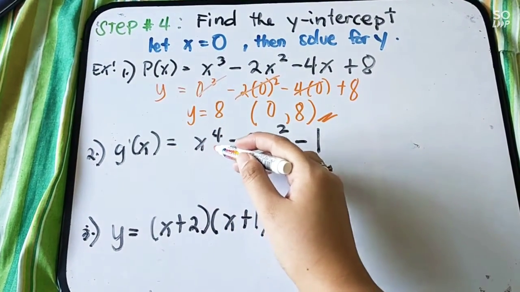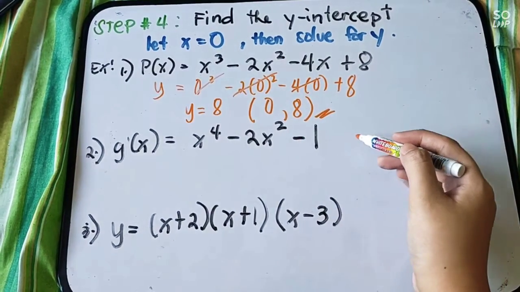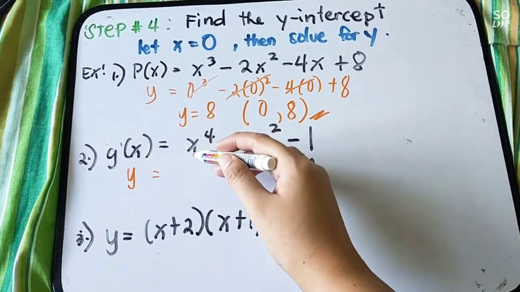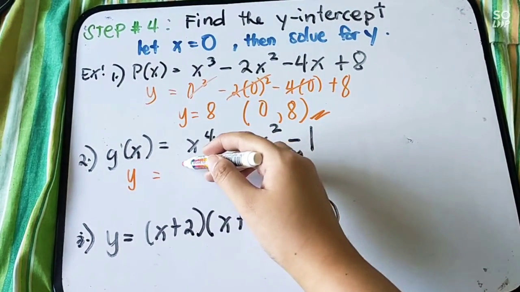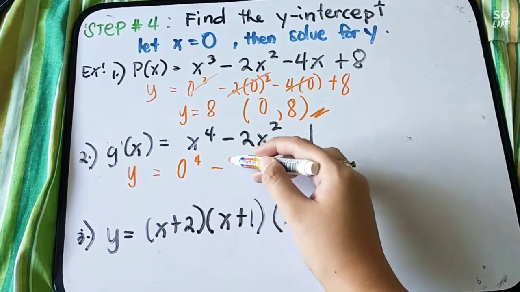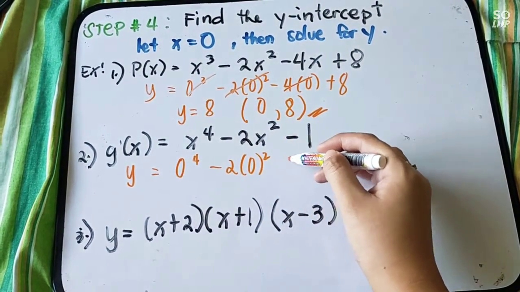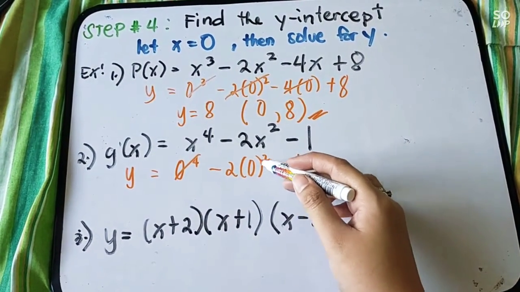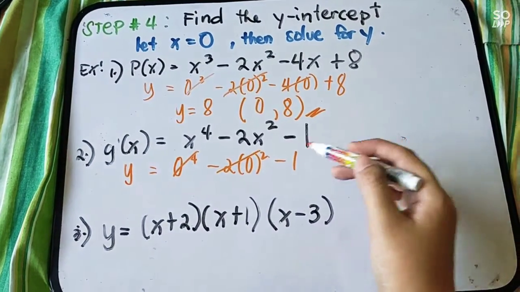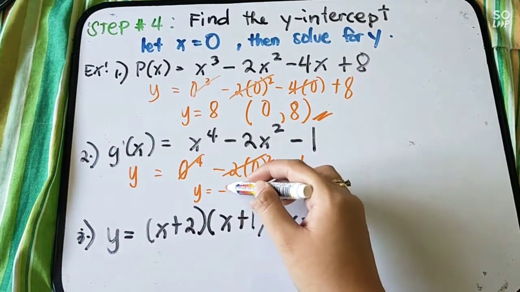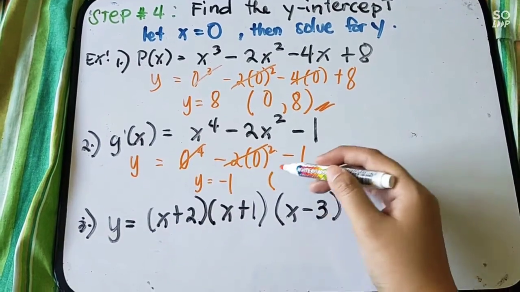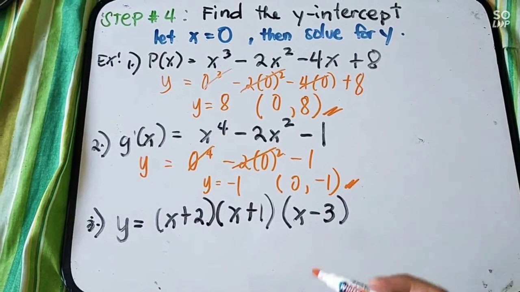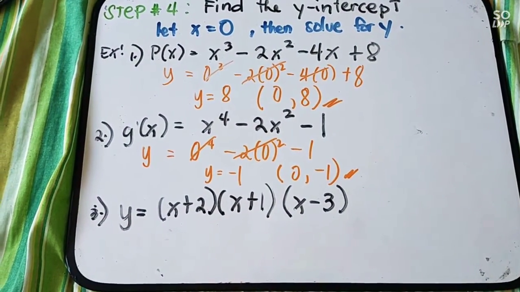Okay? Next, number 2. G of x is equal to x raised to 4 minus 2x squared minus 1. The g of x, change it to y. Then change the x into 0. 0 raised to 4 minus 2 times 0 squared minus 1. 0 raised to 4 is 0, and 0 squared times 2 is 0. So, therefore, y is negative 1. Therefore, your y-intercept is 0 and negative 1. Is it clear?